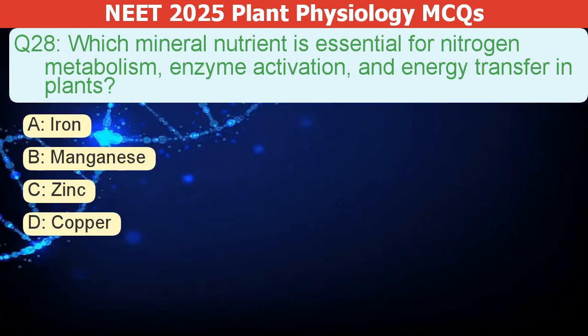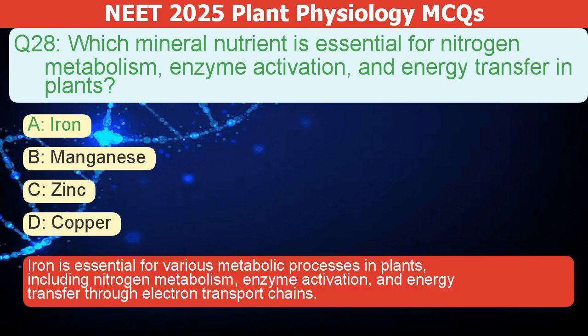Which mineral nutrient is essential for nitrogen metabolism, enzyme activation, and energy transfer in plants? A. Iron. B. Manganese. C. Zinc. D. Copper. The correct answer is A. Iron is essential for various metabolic processes in plants, including nitrogen metabolism, enzyme activation, and energy transfer through electron transport chains.